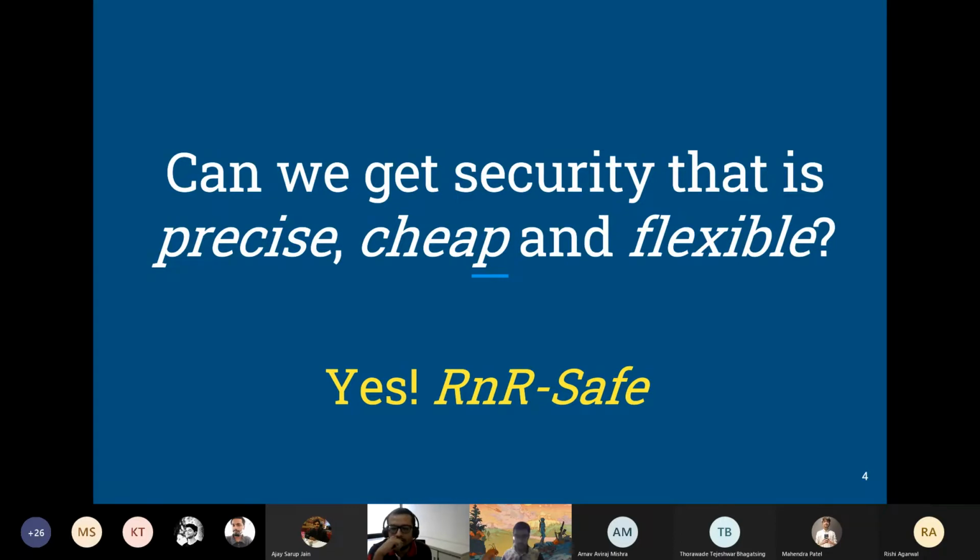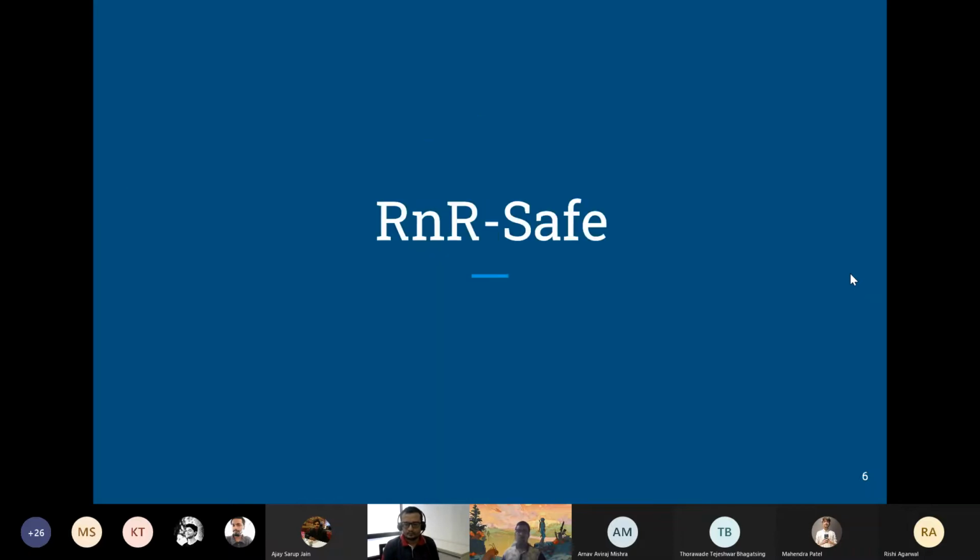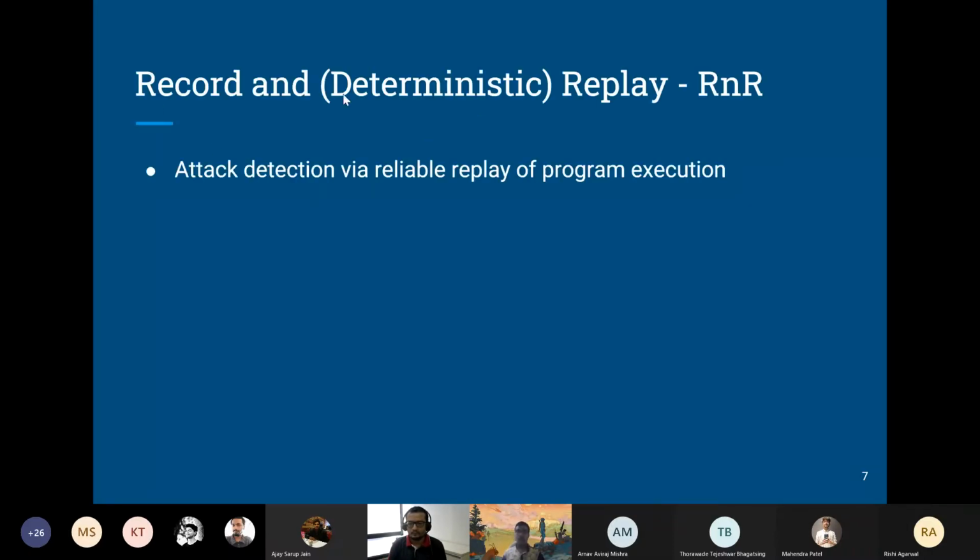Let's talk about the outline of this presentation. First, we'll talk about R&R safe, a general framework. Then we will look at it in the context of an example threat, which is stack smashing and ROP. Then we will talk about prior work on defenses against ROP and their limitations. Then we will discuss ROP in the context of R&R safe, some details, and finally the experimental evaluation and results. So first of all, what is R&R?